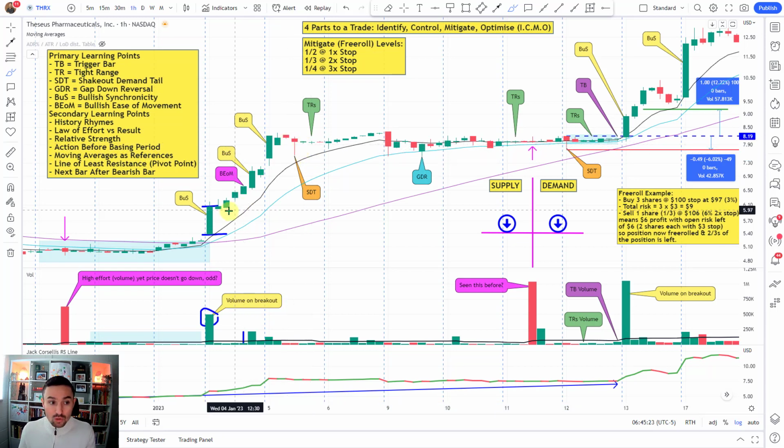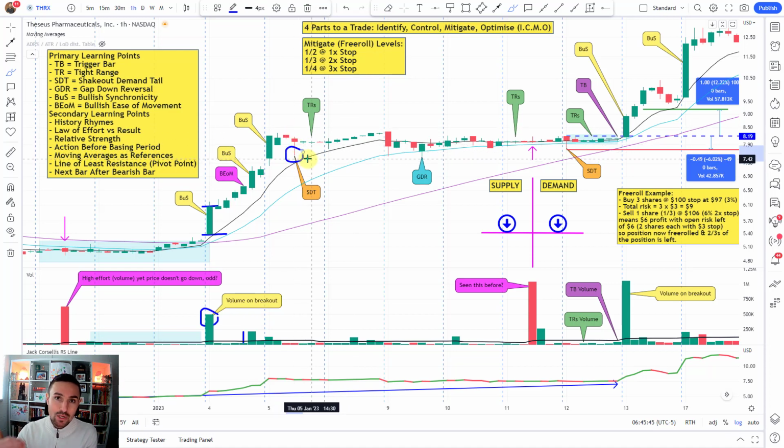Once you've seen a stock that's made a big rally like this, when the base starts developing, you're looking for evidence of absorption of supply and that there is not much supply coming to market. A few key candlesticks I've listed here: number one, the shakeout demand tail. It resembles a hammer type candlestick. So you have this really nice shakeout demand tail.